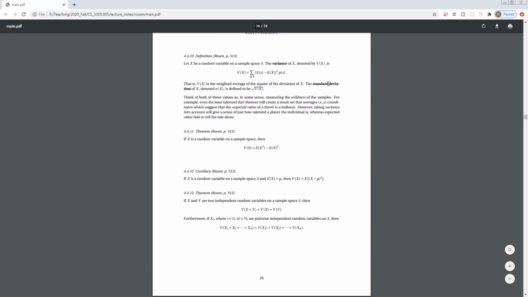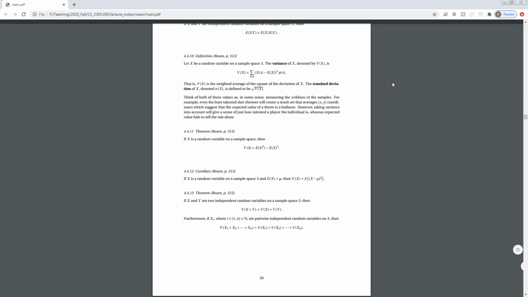So variance and standard deviation, these are very similar concepts. They both, again, tell how spread out your results are, how wild the results are. Wild in the sense of dart throwing, so how wild the player is in their throws. And so variance is a little more what we would expect if we define it.